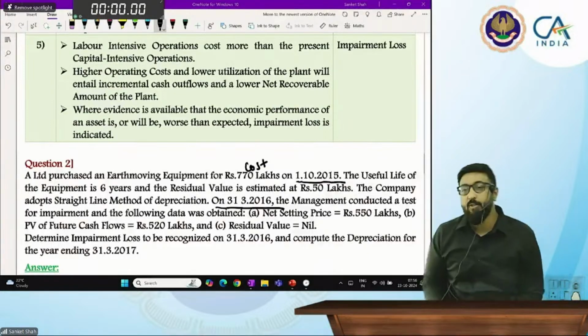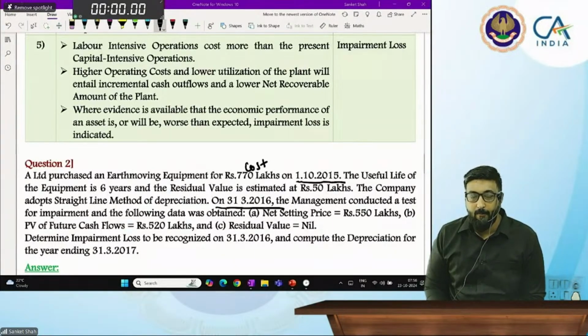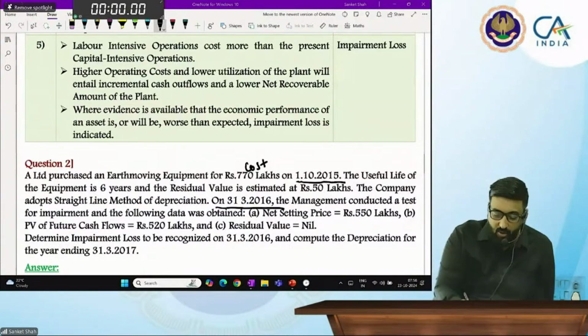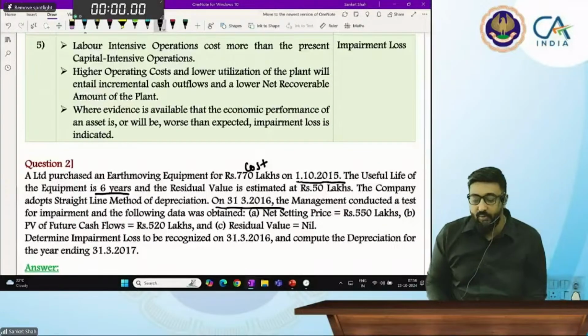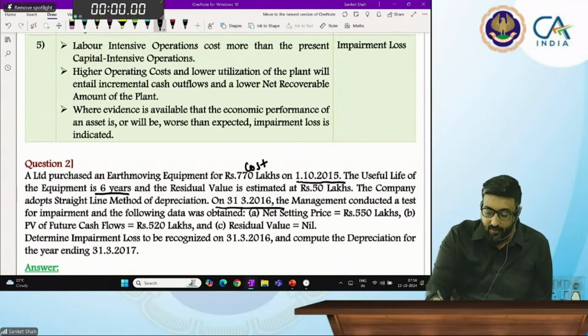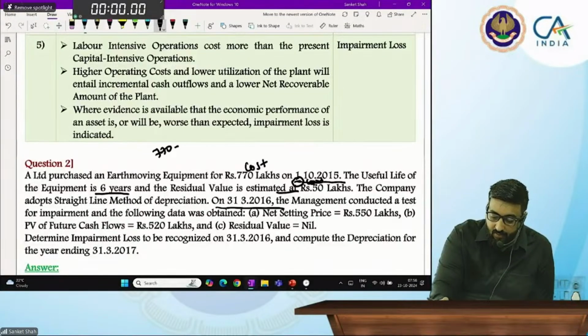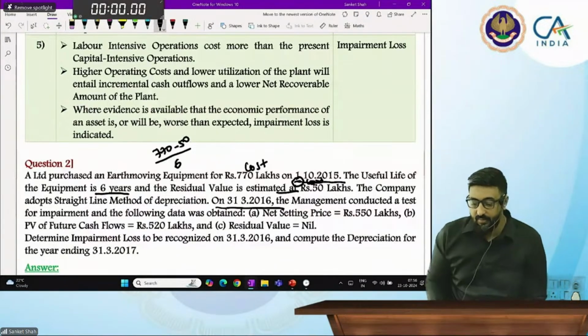What is the cost? Cost is 770, correct? What is the residual value? Useful life is 6 years, it is the denominator. And residual value we are going to deduct from the cost. So 770 minus 50 divided by 6 years.